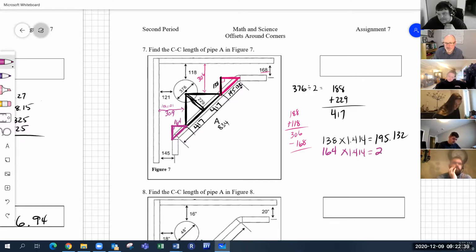is equal to 231.896. So this line is 231.896, and I add those all together to get 1261.028. Cool.